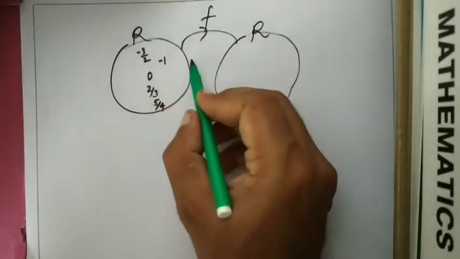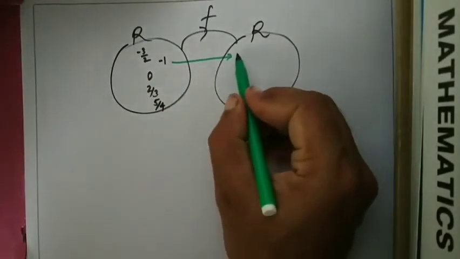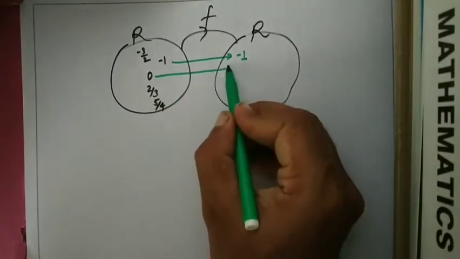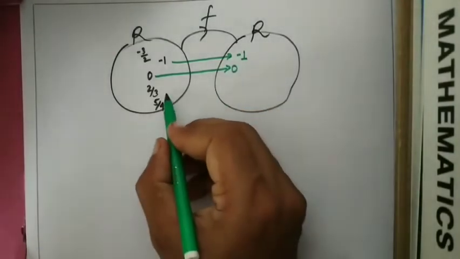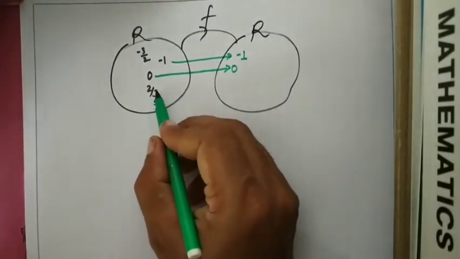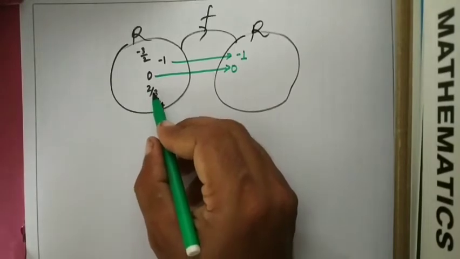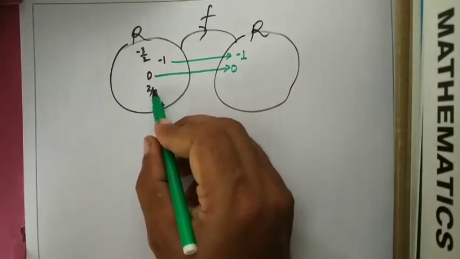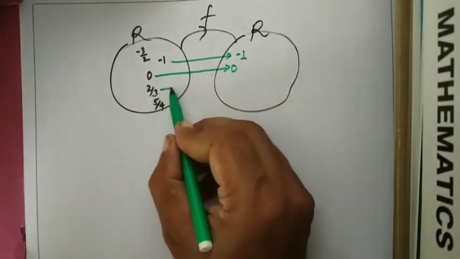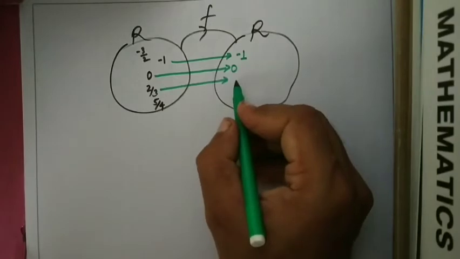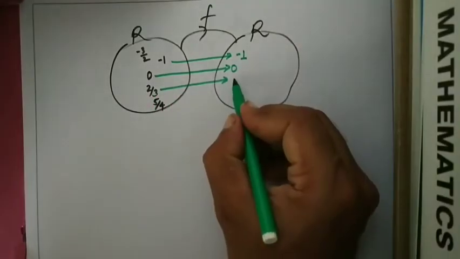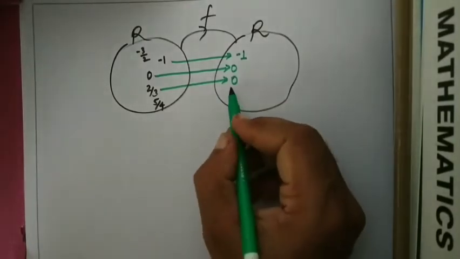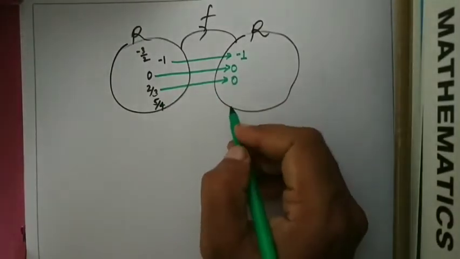So -1 will be projected as it is, because we have seen that there will be no change for an integer value. 0 will also be projected as it is, 0 only. But 2/3, which is a number situated between 0 and 1, is approximately 0.66. For such a number situated between 0 and 1, the greatest integer function output will be 0 only, because any number between 0 and 1 will give you the output 0.